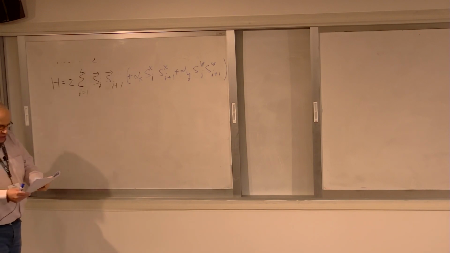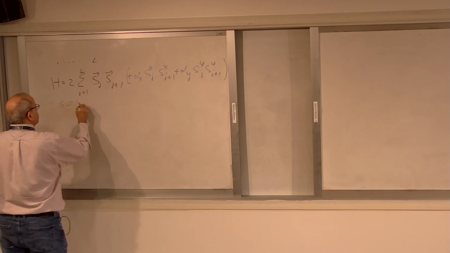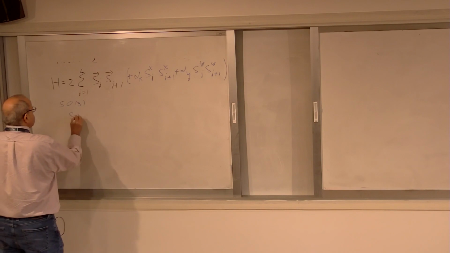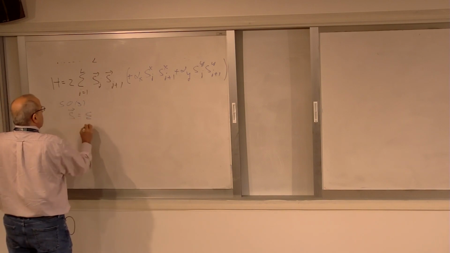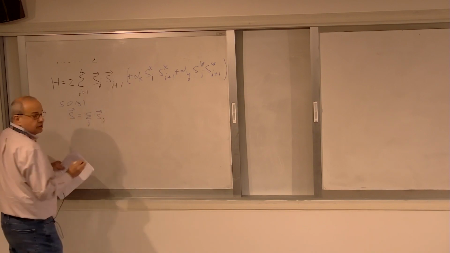invariant. Okay, and since you asked, what is the symmetry? First of all, there's an SO3 symmetry generated by S, no index, S equals the sum over j of S vector j. That's an SO3 symmetry.